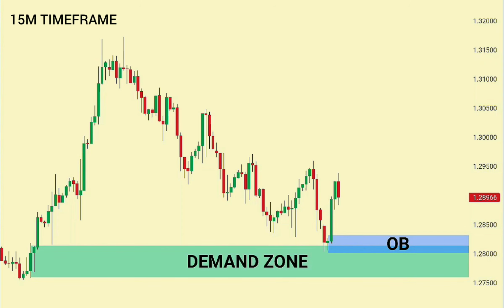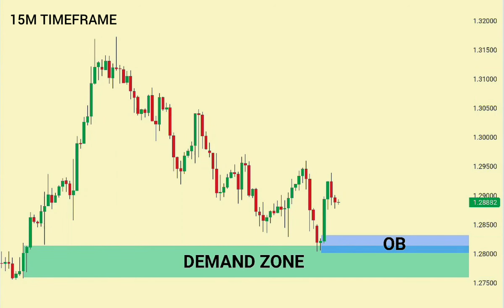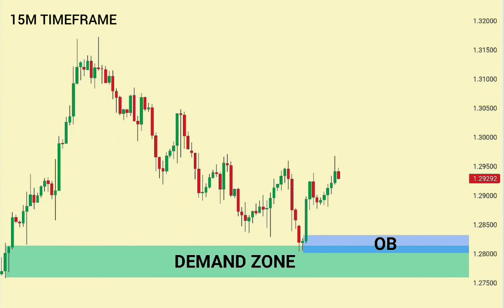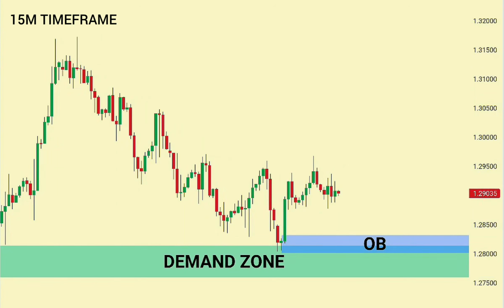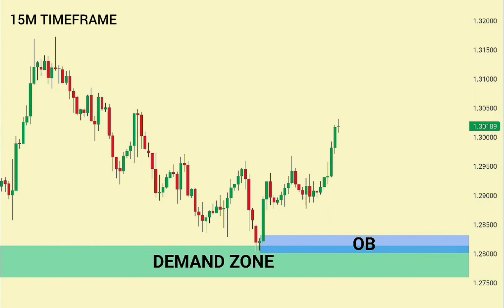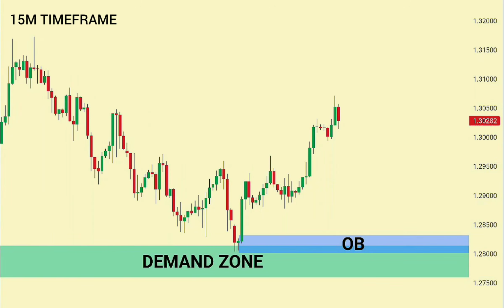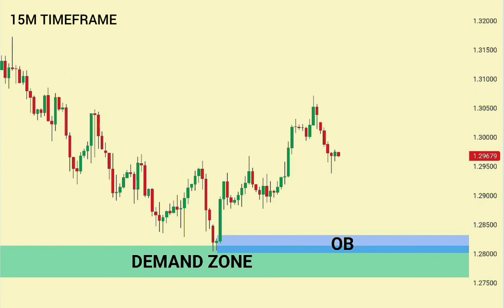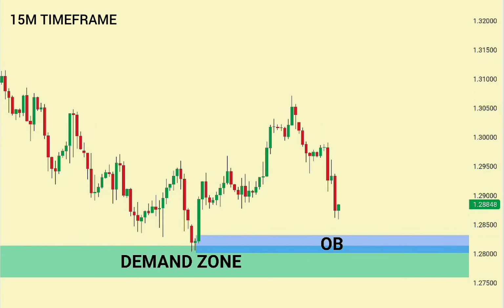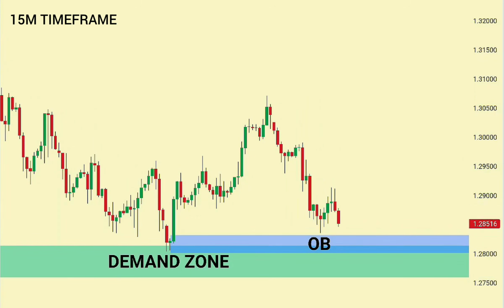After creating the strong bullish move, price doesn't continue rising forever. Instead, it starts retracing and gradually returns to the order block. This is a completely normal part of market behavior. Markets expand, retrace, and then decide whether the trend should continue.